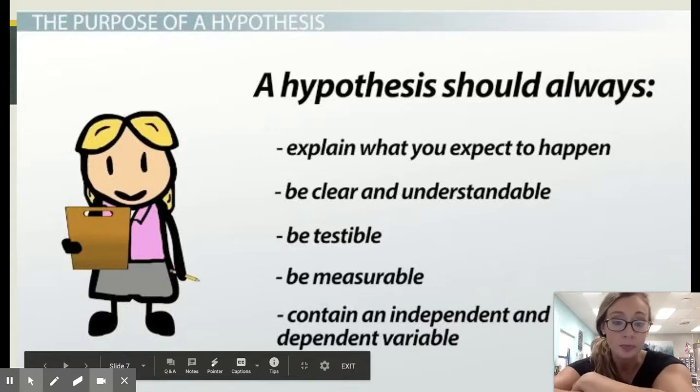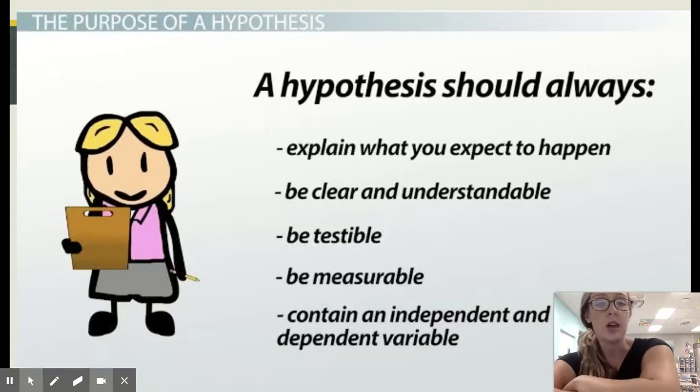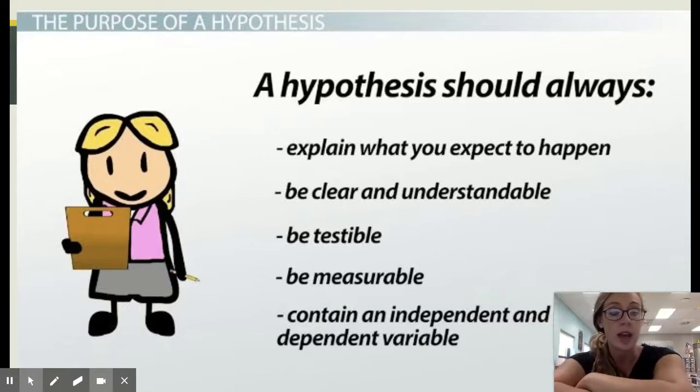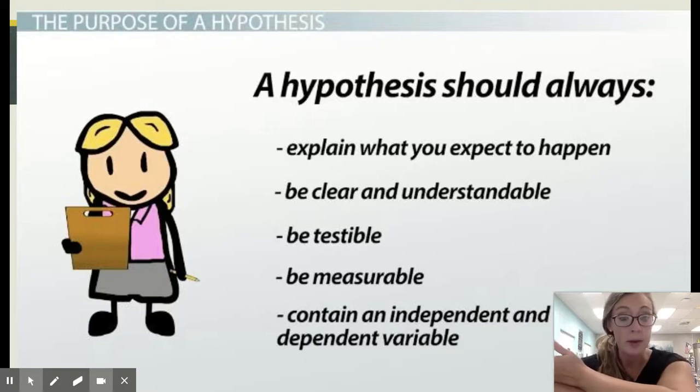All right, so let's go back. So explain what you expect to happen. That means that, like I said, if I go outside in the summertime in Alabama, I'm going to get hot and sweaty, right? So that's what's going to happen. But I also have to tell why I think this is going to happen. So that's where I get the because. So because the temperature's high or it's over 100 degrees.